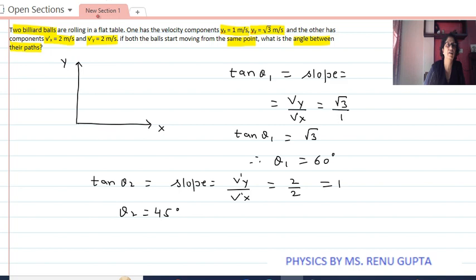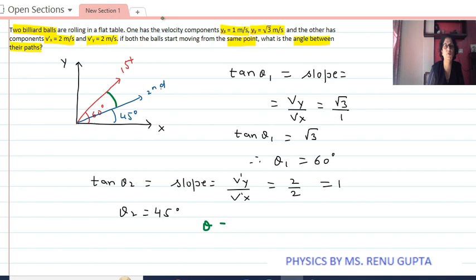So now I draw the diagram. This is first ball, which makes an angle of 60 degree with x-axis, and this is second ball, which makes an angle of 45 degree. Then the angle between the two balls is this much.